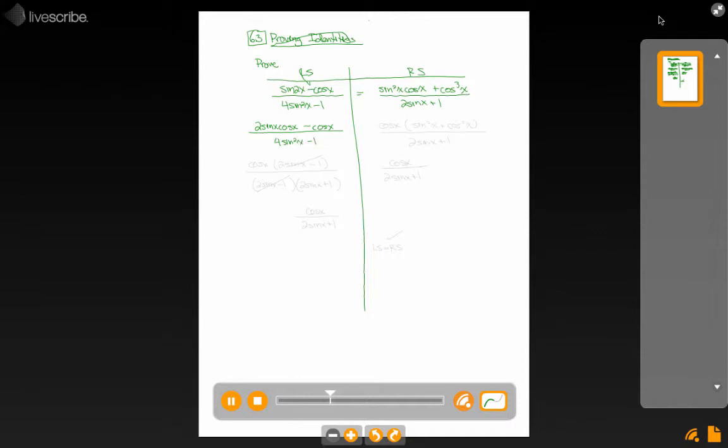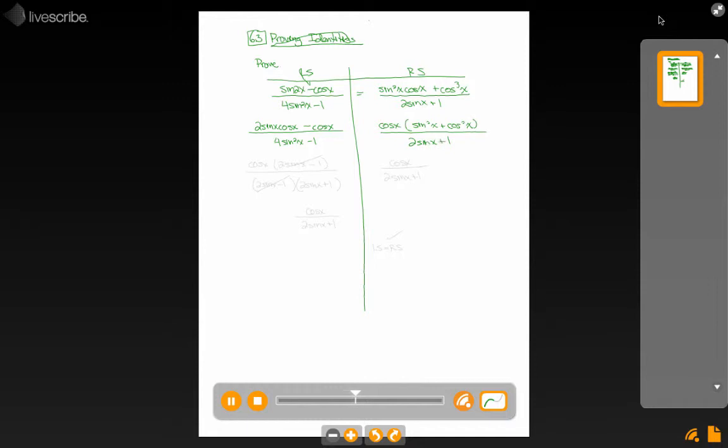On the right side, I do see some factoring I can do right away, and that is I can take out a cos x in the numerator, leaves me with sine squared x plus cos squared x, and all that divided by 2 sine x plus 1.